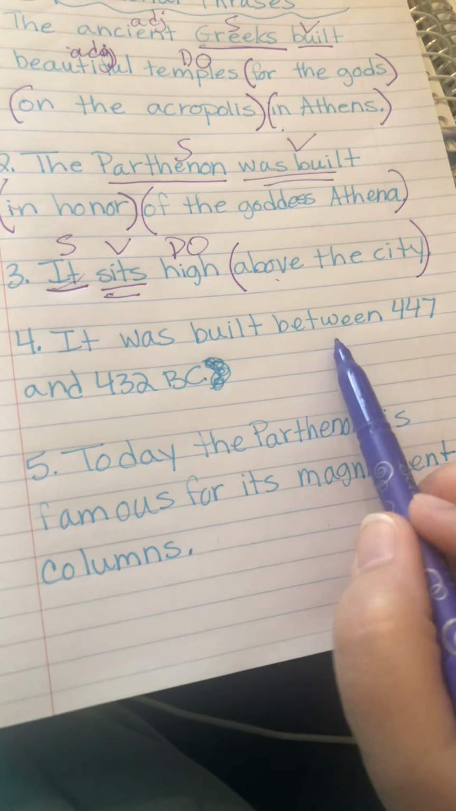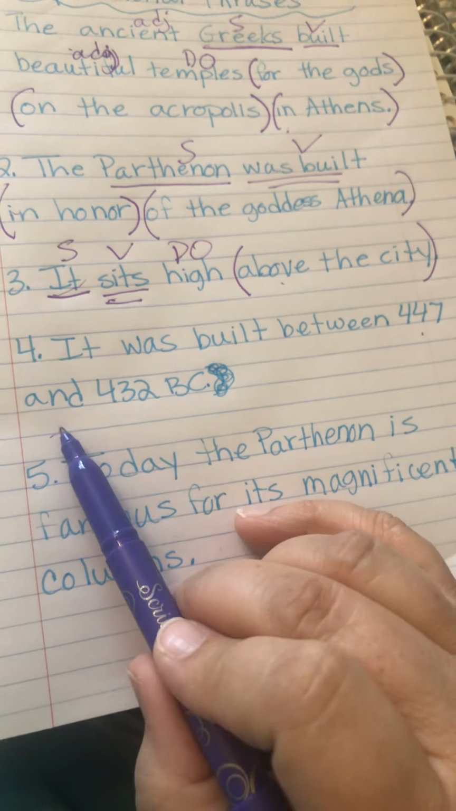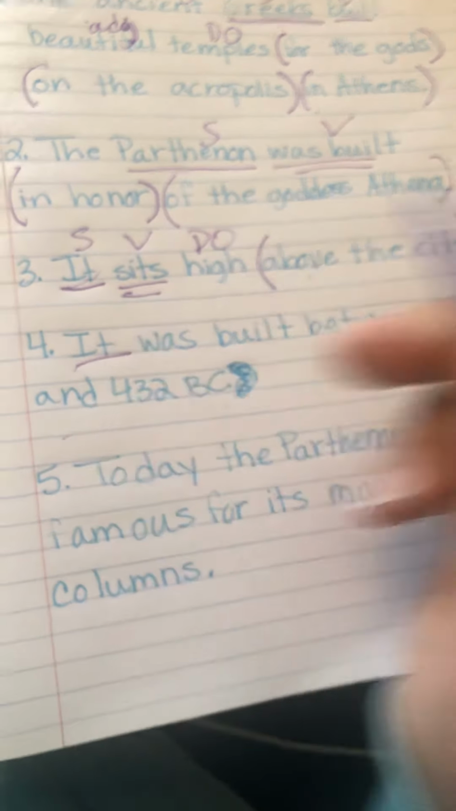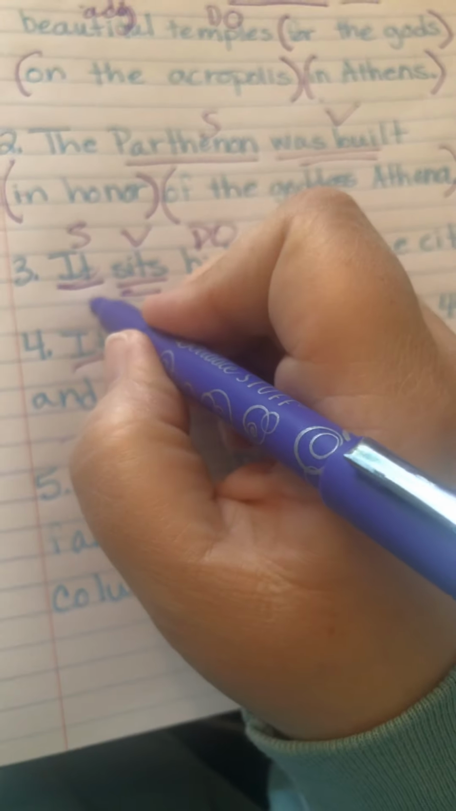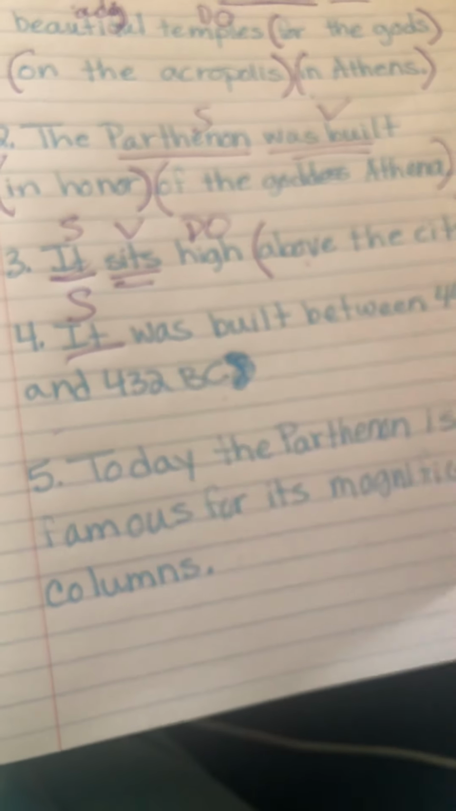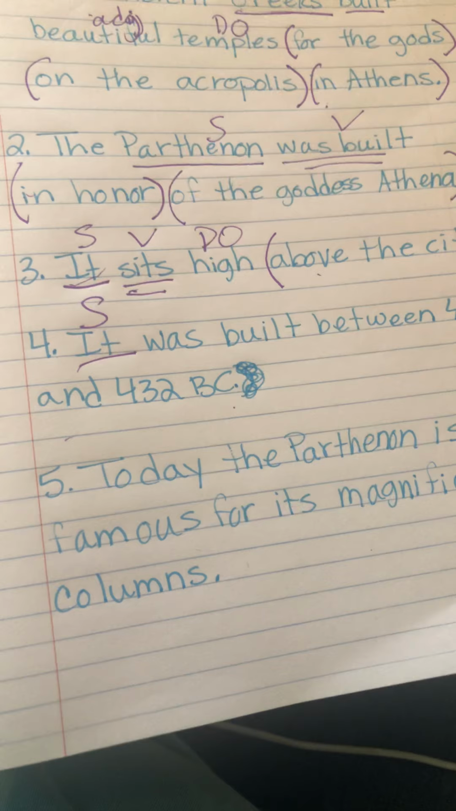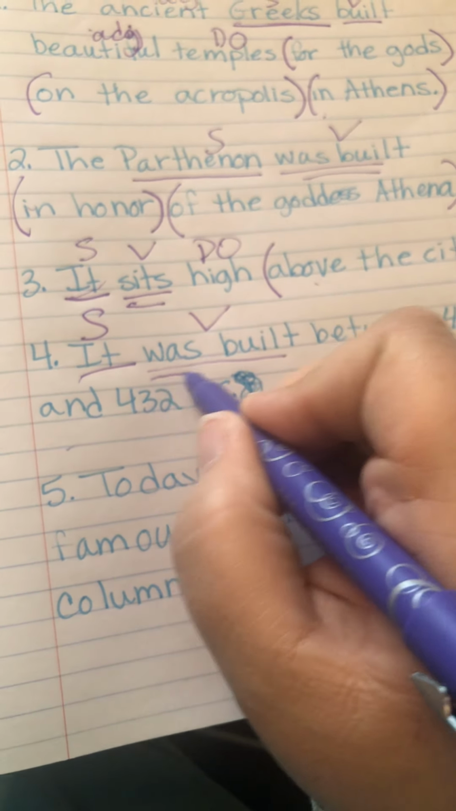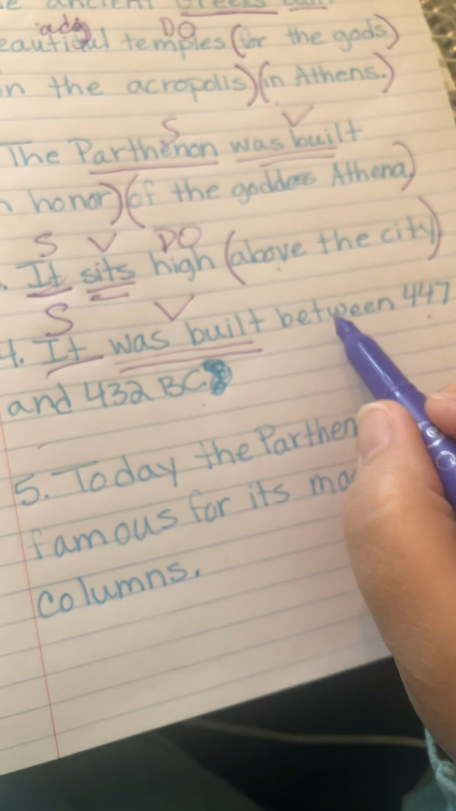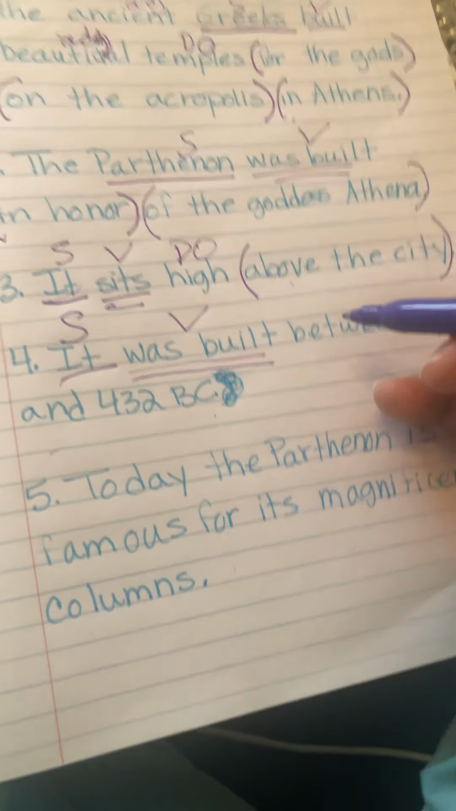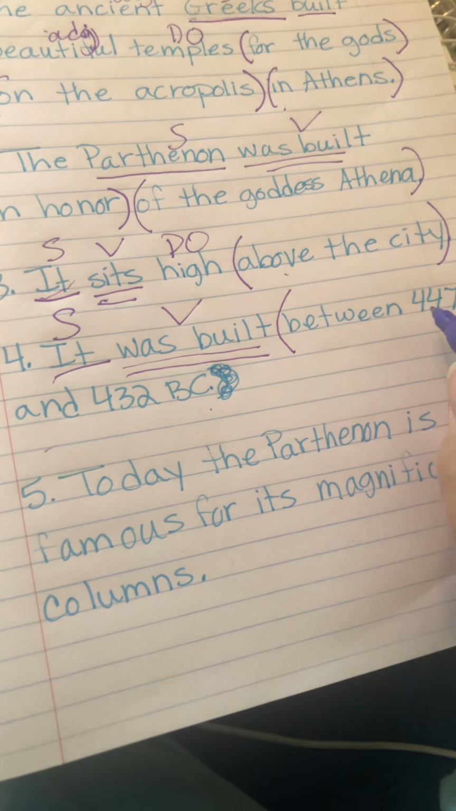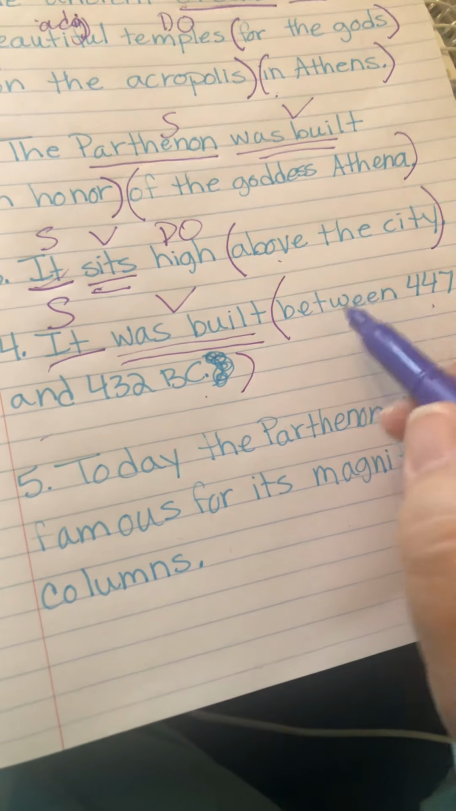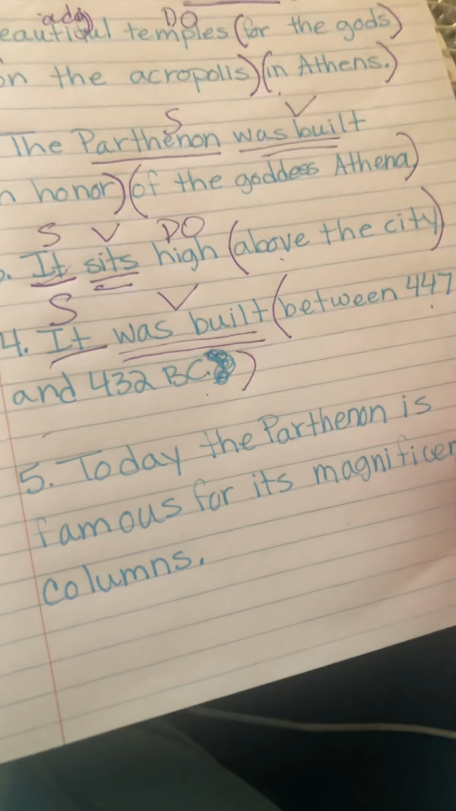"It was built between 447 and 432 BC." It, because it's talking about the Parthenon, that is my subject. Sorry, I'm trying to make it clear. It's getting blurry. There we go. Was built is my verb. And I know between is a prepositional phrase. Between what? Well, in this case, we have 447 and 432 BC. So all of this together becomes my prepositional phrase.